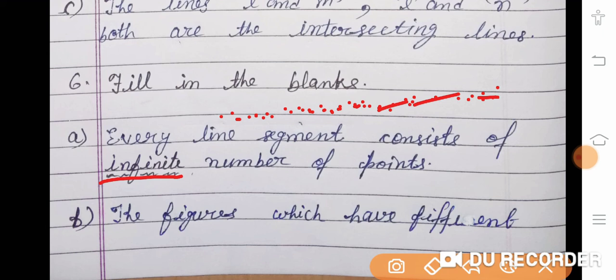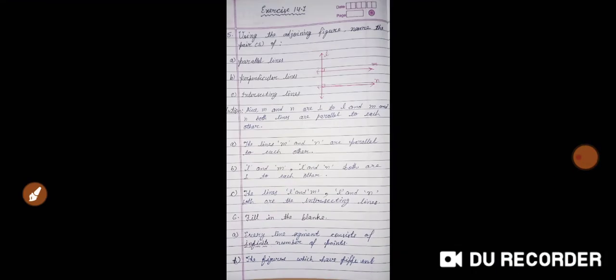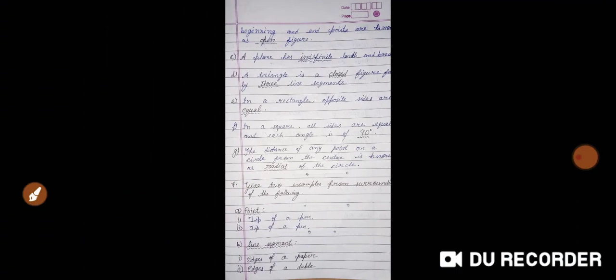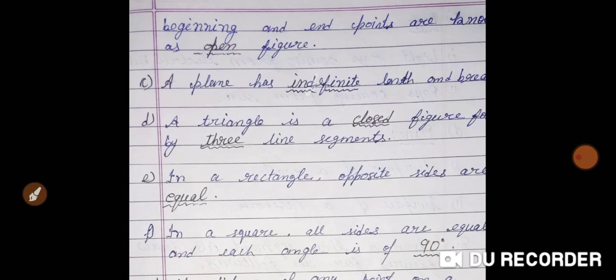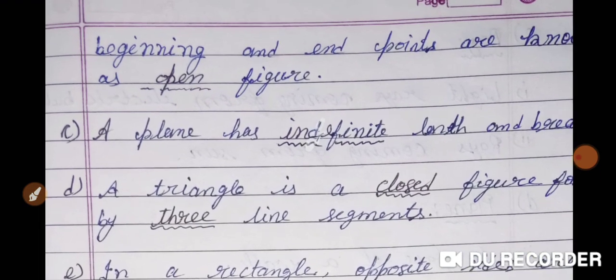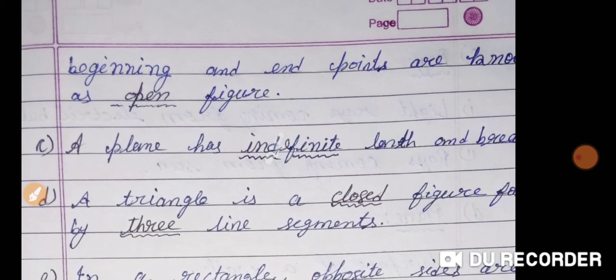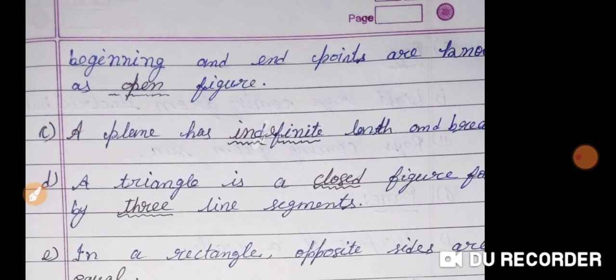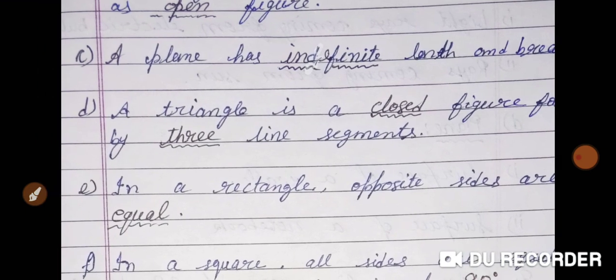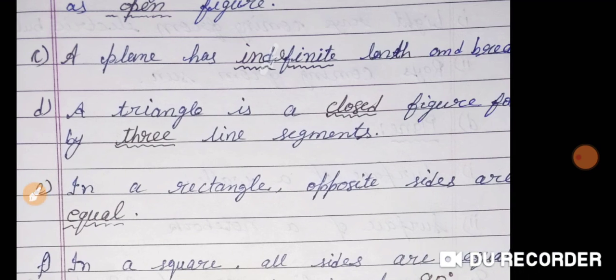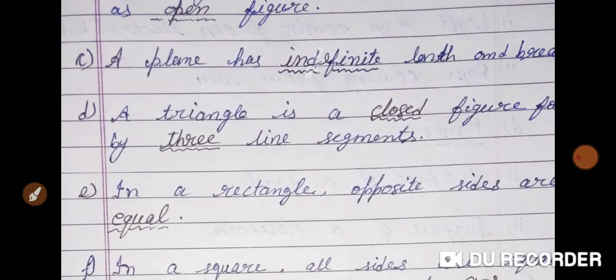Second, the figures which have different beginning and end points are known as, so what should be there my dear? Open figures. A plane has indefinite length and breadth. Okay, so I have written here, you can see from the book my dear. A triangle is a closed figure formed by 3 line segments.